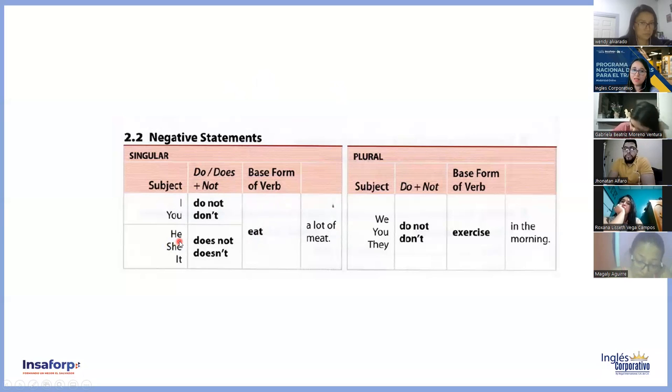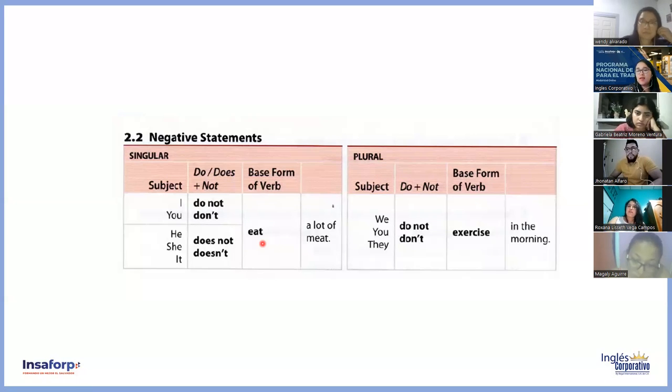Pero en el caso de he, she, it, debemos utilizar el doesn't. Y si se fijan acá, el verbo no lleva la S. ¿Ok? Al verbo en la forma negativa no le vamos a agregar la letra S, o IS en algunos casos que vamos a ver más adelante. ¿Ok? Questions? ¿Qué es lot, teacher? Mucho. A lot. A lot of meat. Okay, so no questions, guys, about this part?